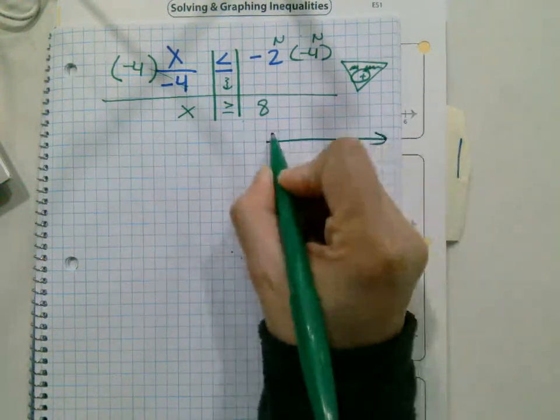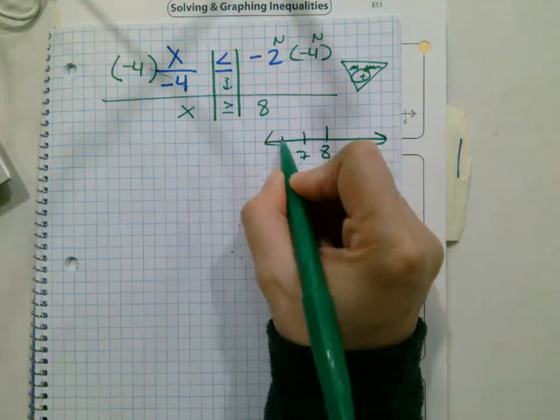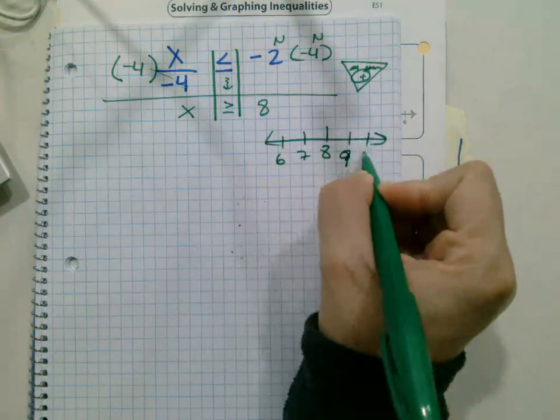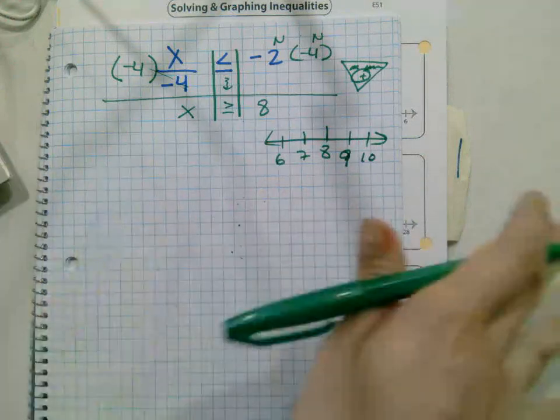So now, what's the number one mistake kids do? They start flipping everything.